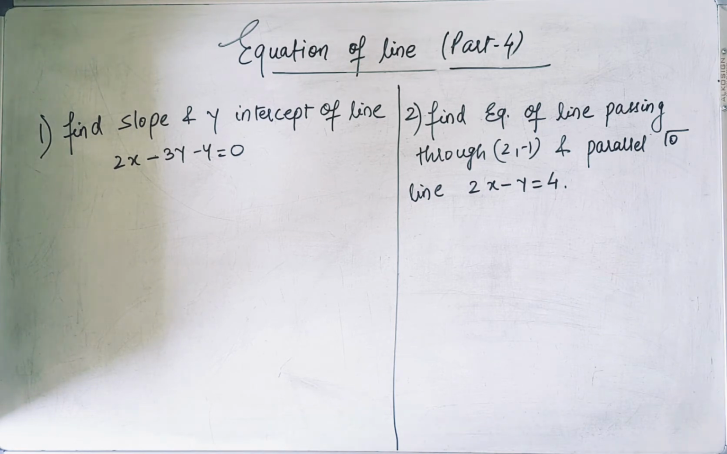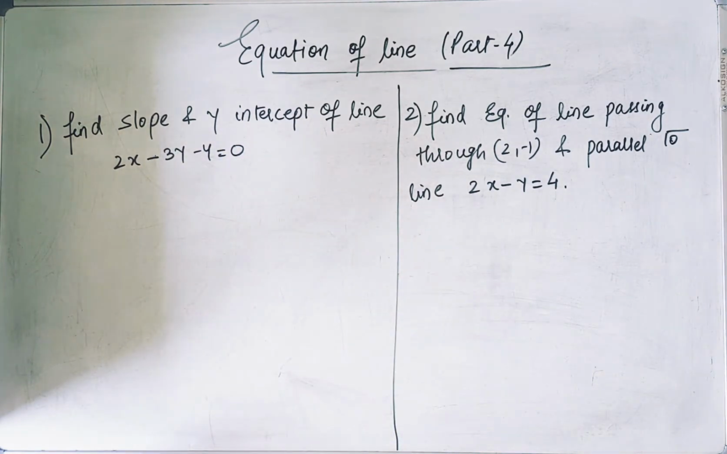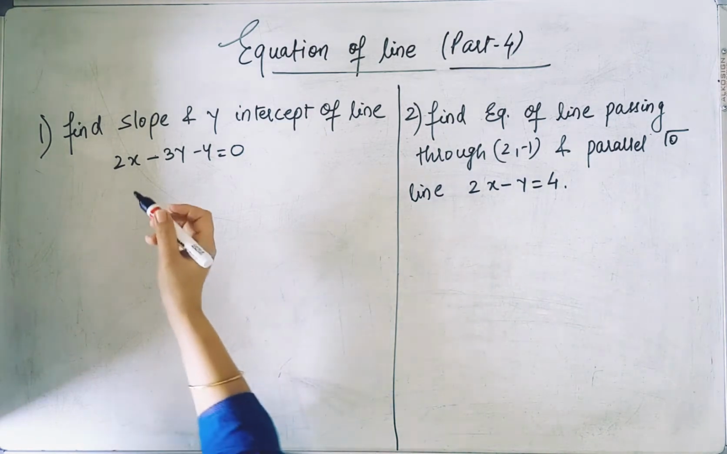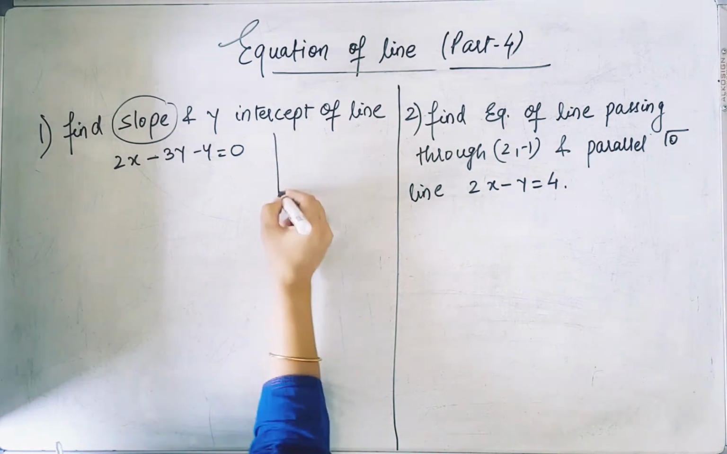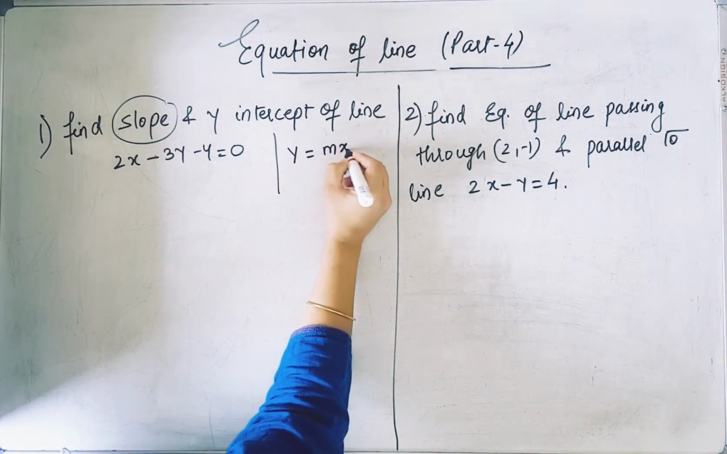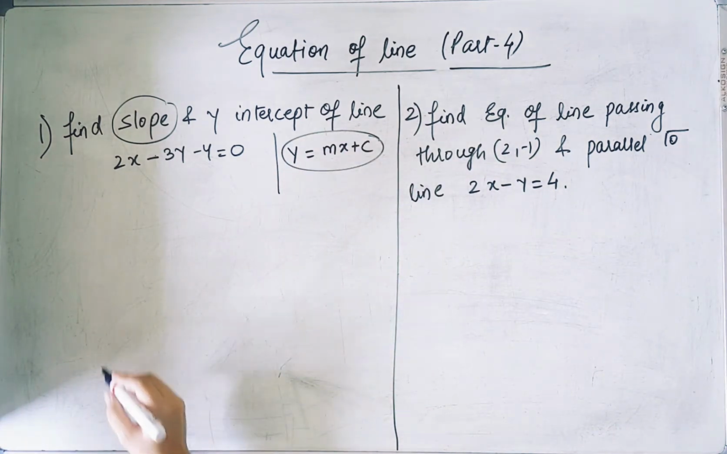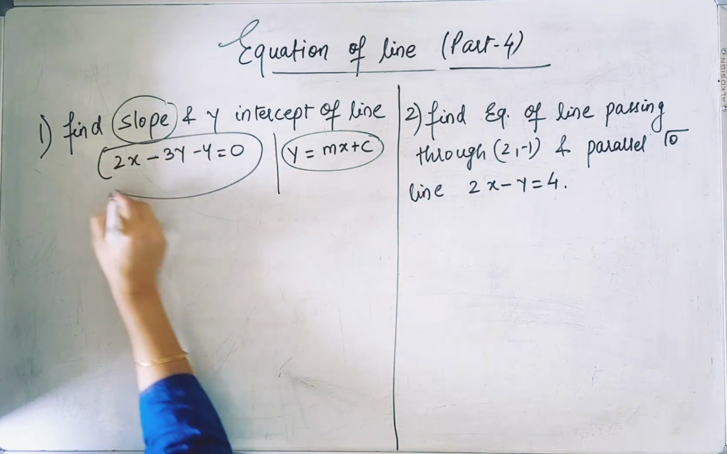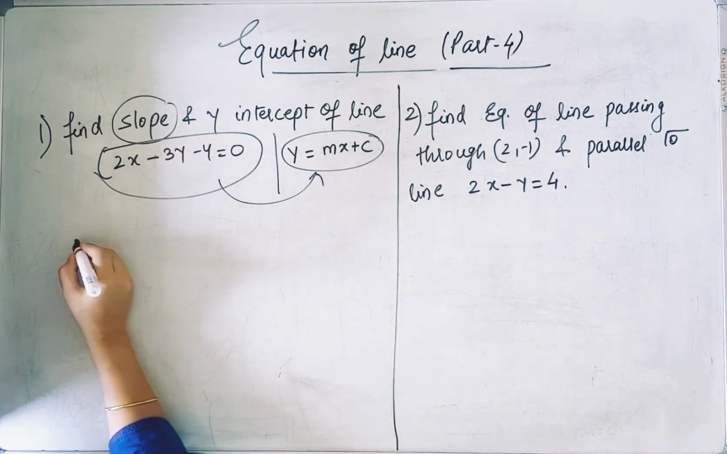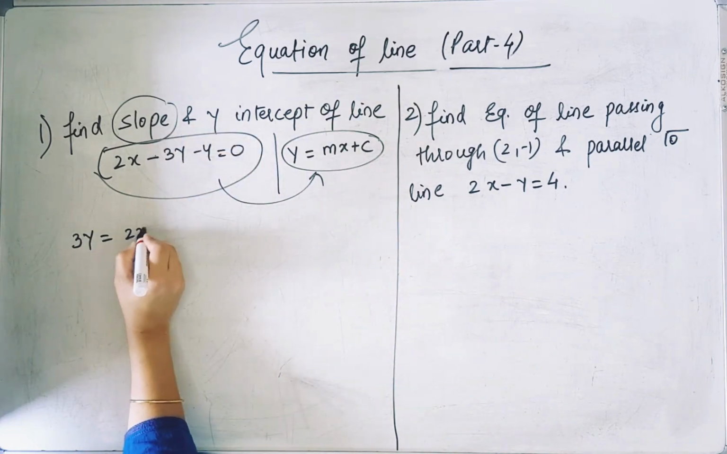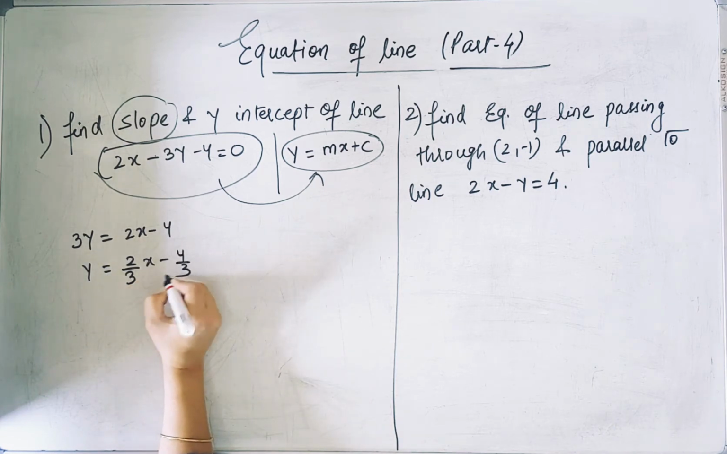Now the question is, find the slope and y-intercept of the line. We know when we have to find the equation of a line with slope and y-intercept, we have to bring that equation in the form of y equals mx plus c. We have studied this in the part 3 video. So we'll reduce this equation to this form only. It's minus 3y, so 3y will be shifted to that side. 3y equals 2x minus 4, so y will be 2 by 3x minus 4 by 3.